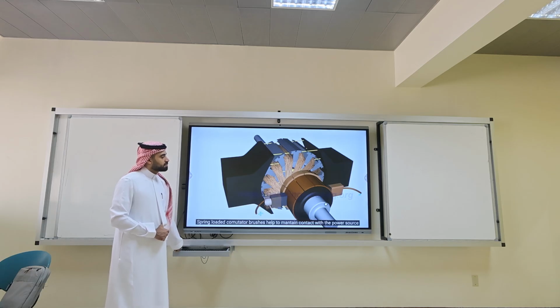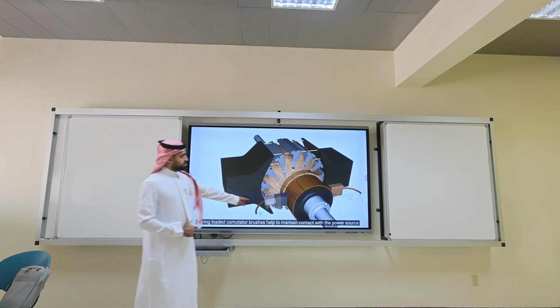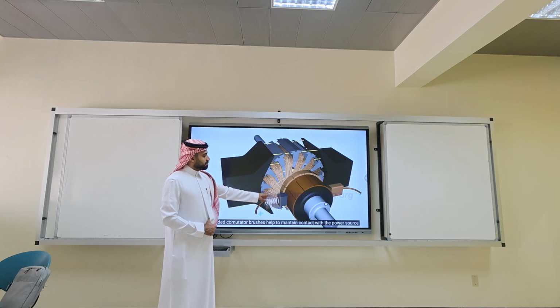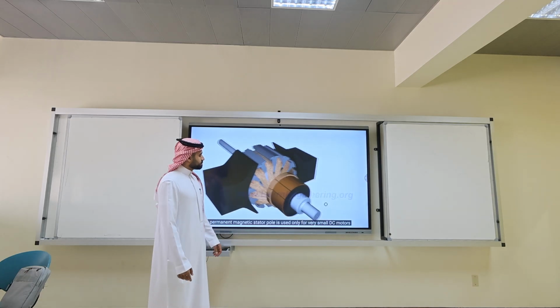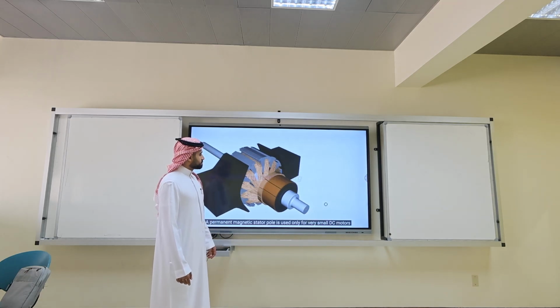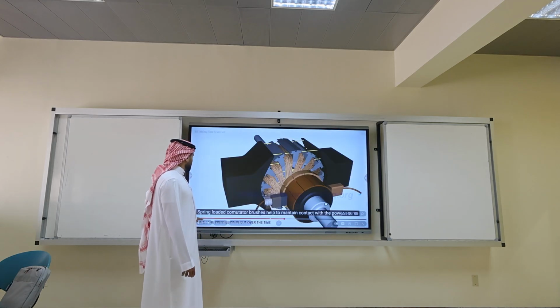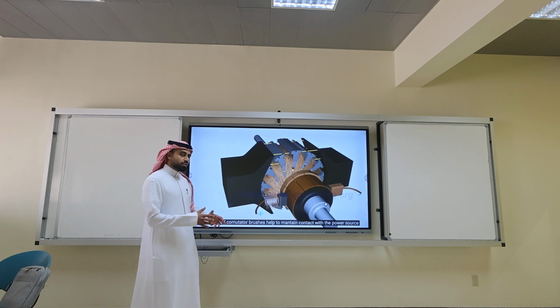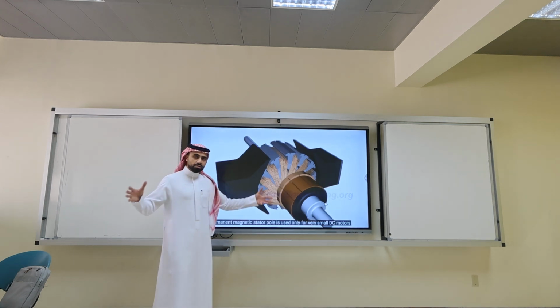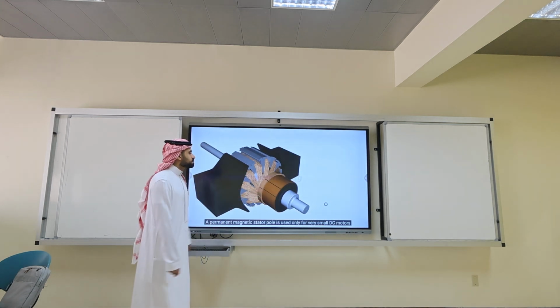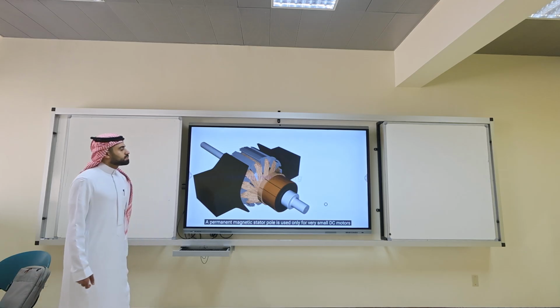Spring-loaded commutator brushes help to maintain contact with the power source. A permanent magnet stator pole is used only for very small DC motors. This is for kids' toys; the motor gets a small magnet, but a big motor needs a big magnet. A permanent magnet stator pole is used only for very small DC motors.